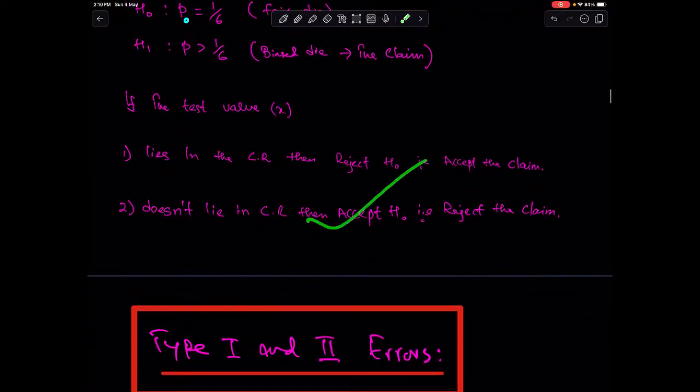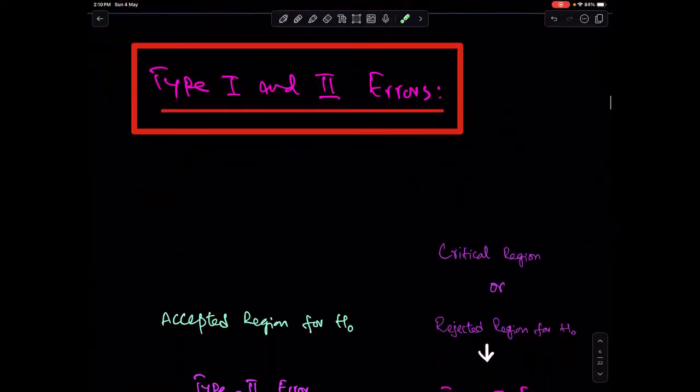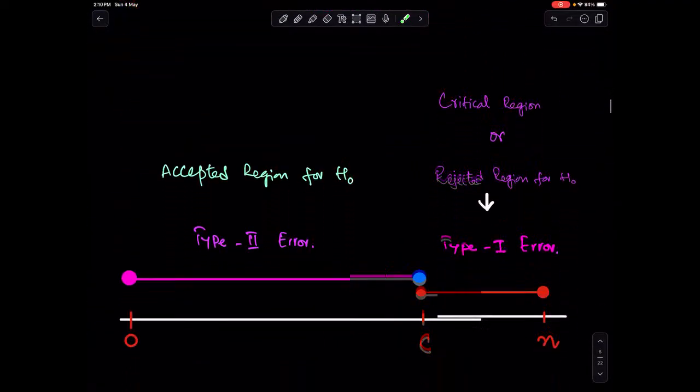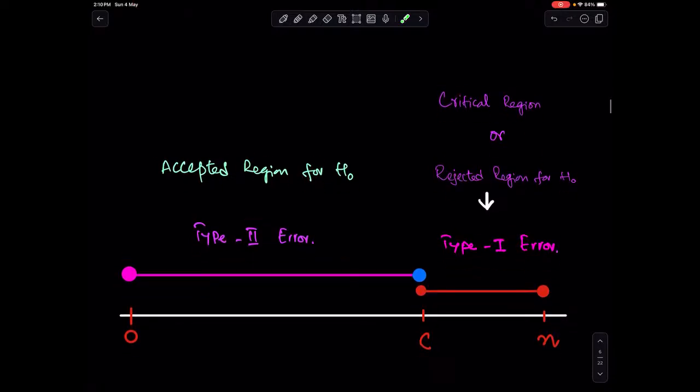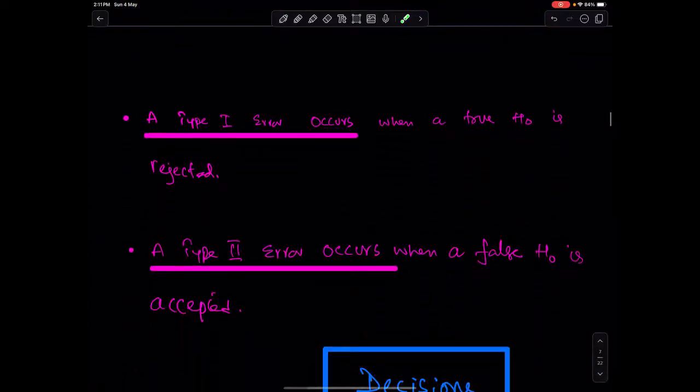I have mentioned these things here. Now type 1 and type 2 errors. I already have told you that I will spend more time on questions. I'm just recapping this thing. So type 1 error. A type 1 error occurs when a true H naught is rejected. This is very important. Remember this. When a true H naught is rejected, then a type 1 error occurs.